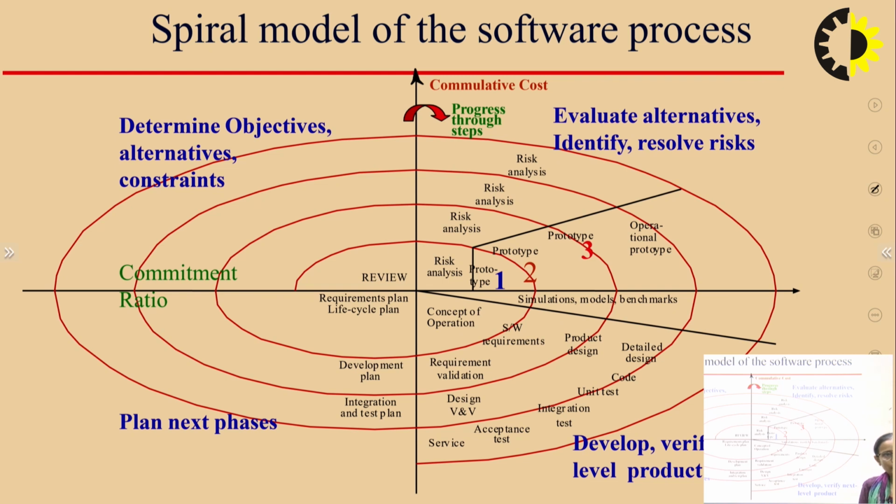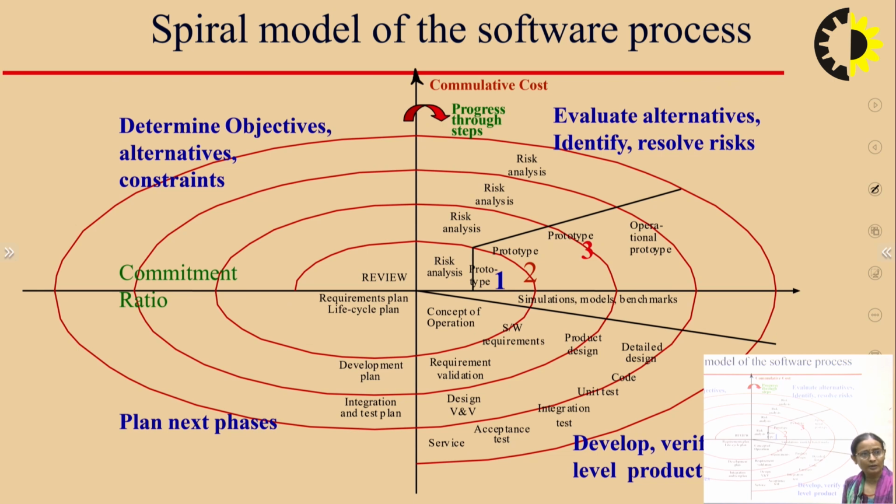So here, if you look, these are my quadrants. This is my determine objectives, alternatives and constraints quadrant. In this quadrant, we are evaluating the alternatives, identifying and resolving the risk. Basically, in the spiral model, we are including the risk factor also. Here we are developing and verifying the next level product, and in this quadrant we are planning for the next phases.